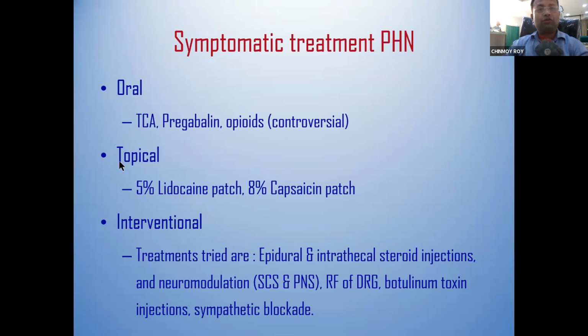Topical treatment is again specific for post-herpetic neuralgia patients, when the area is completely healed. This is not for acute herpes zoster. When the area is completely healed, you can use a 5% lidocaine patch or an 8% capsaicin patch.